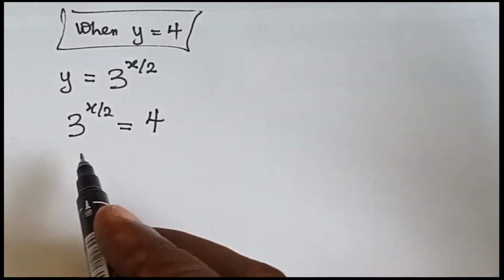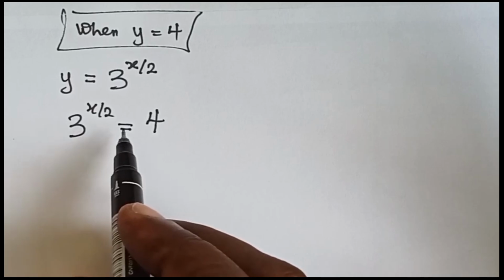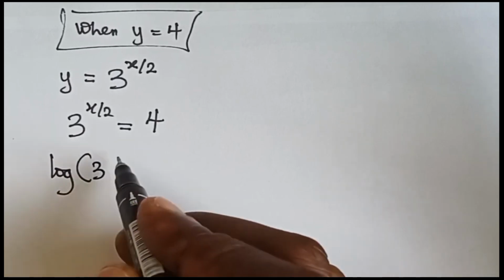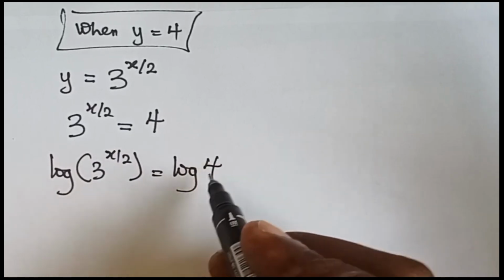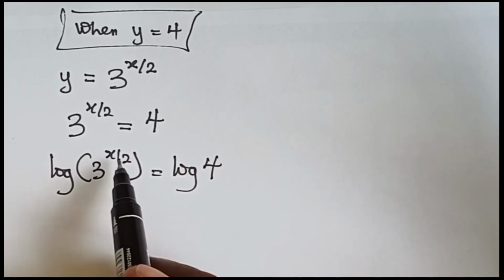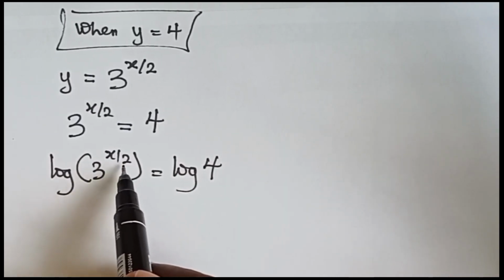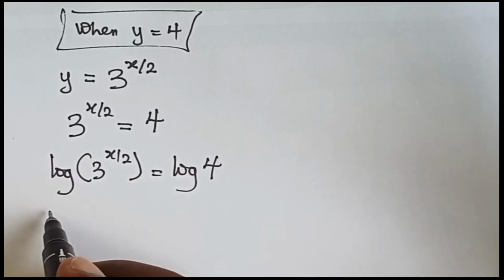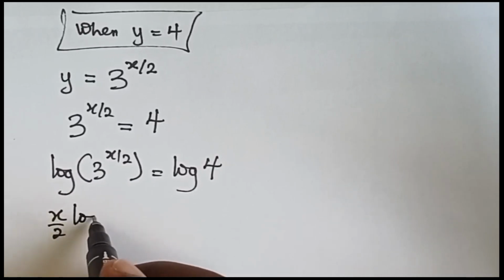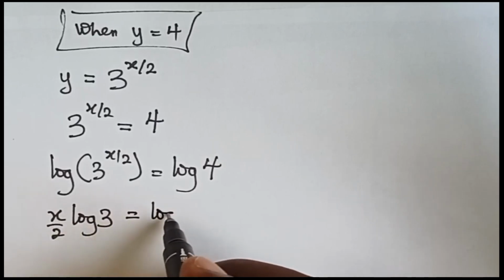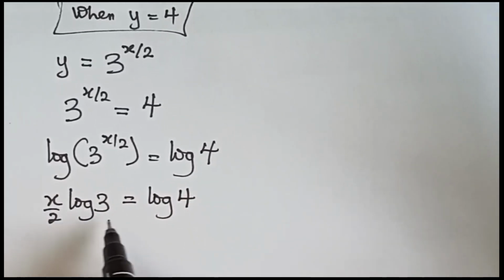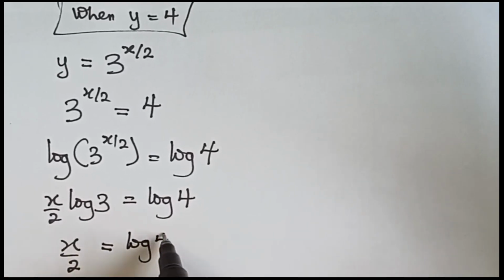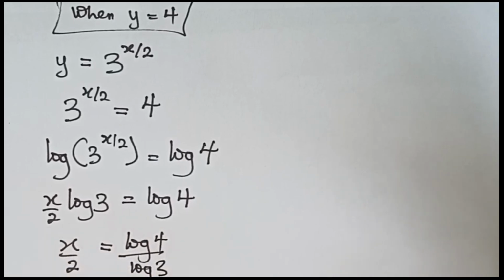And then what do we do in this place? We take the logarithm of both sides. We take the log of this side. We also take the log of this side. And then one of the laws of logarithm says if we have this, you take this x over 2, which is a power, to the back. So we have x over 2 log 3 equals log 4. Okay, so from here, we divide both sides by log 3. So we have x over 2 equals log 4 divided by log 3.